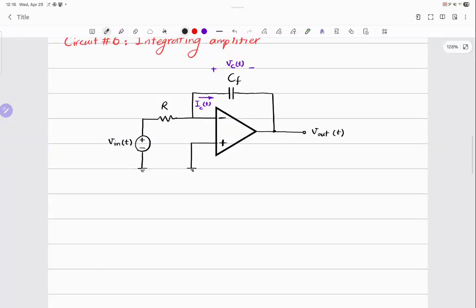Can someone give me a relationship between VC and IC? In fact, can someone give me VC of t in terms of IC of t? What should I write?